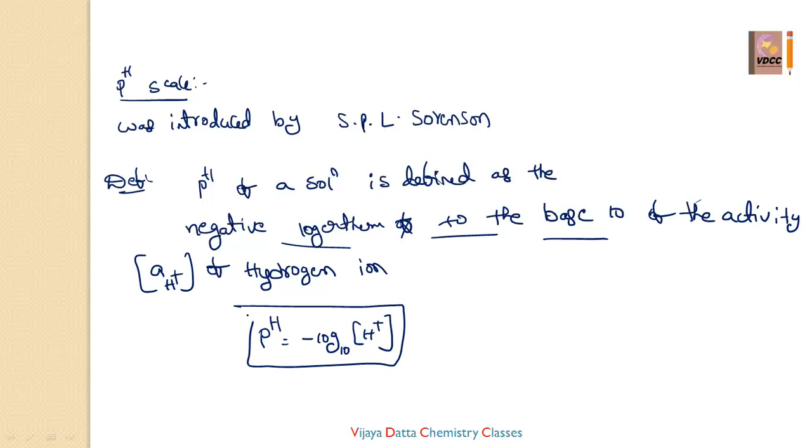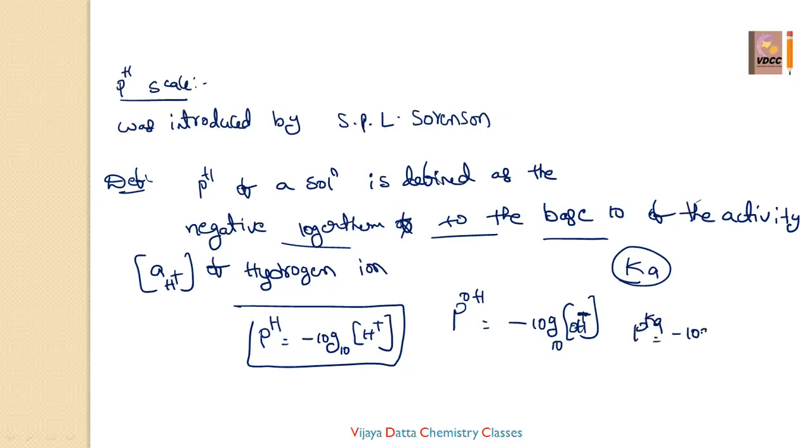In the given solution there will be H plus, and sometimes OH minus ions also will be there, in the bases. Then we consider pOH equal to negative logarithm base 10 of the concentration of OH minus. Suppose you want to write pKa: Ka is called the acid dissociation constant, so pKa is negative logarithm base 10 of Ka. If you want to find pKb for the base dissociation constant, then negative logarithm to base 10 of Kb.